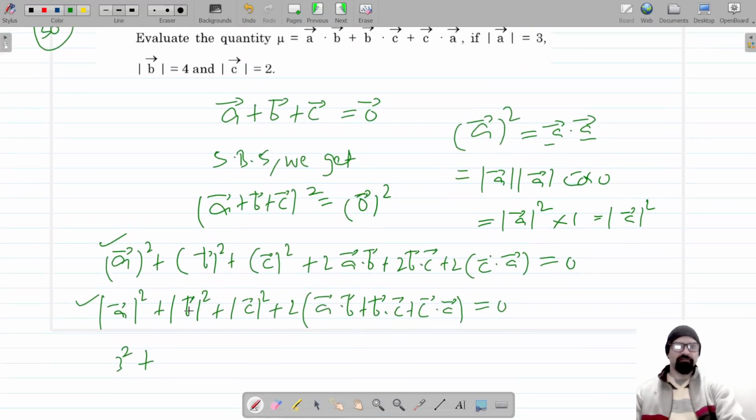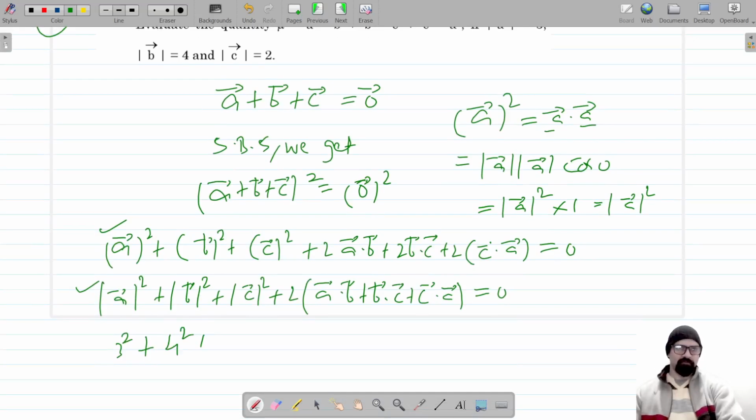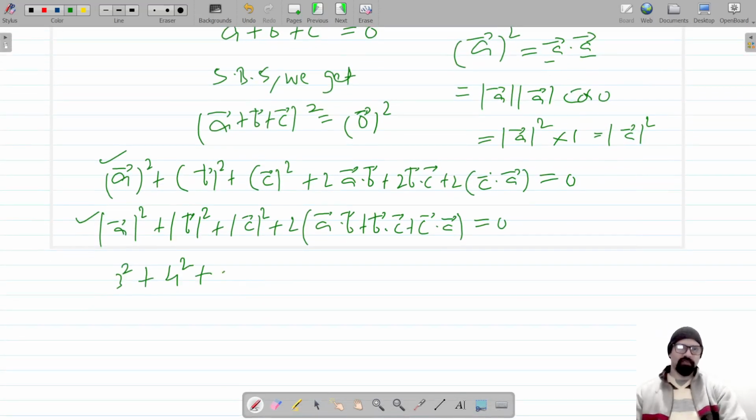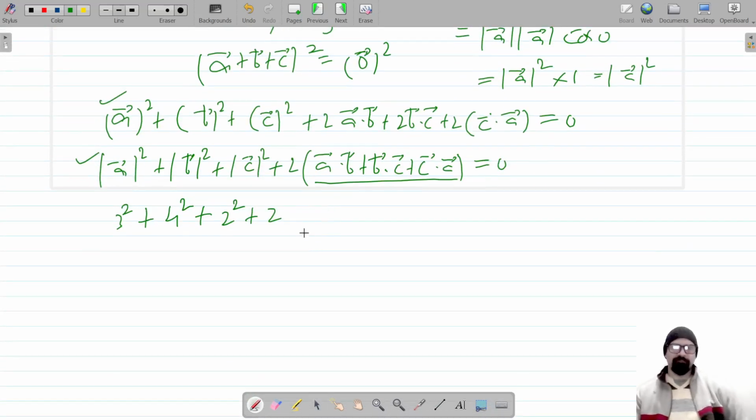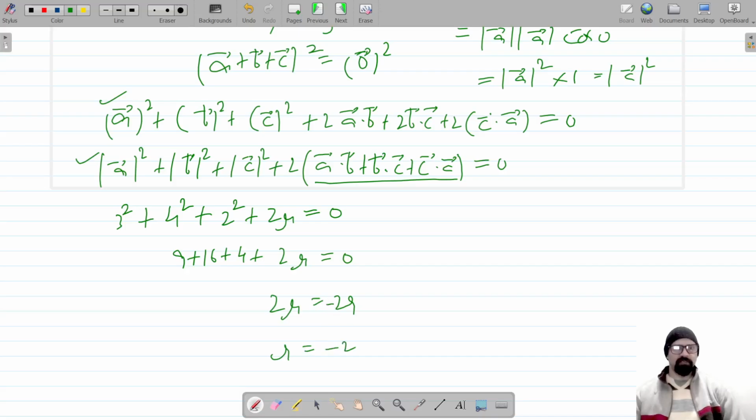Magnitude of B is 4, so this is 4 square, and magnitude of C is 2 square. So this is 2 square, and A dot B dot C and C dot, this is mu. So mu into mu is equal to 0. So 3 square is 9, 4 square is 16, 2 square is 4, plus 2 into mu is equal to 0. So this gives 2 mu is equal to 9 plus 16 plus 4, that is 29. So mu is equal to negative 29 by 2 is the value of mu.